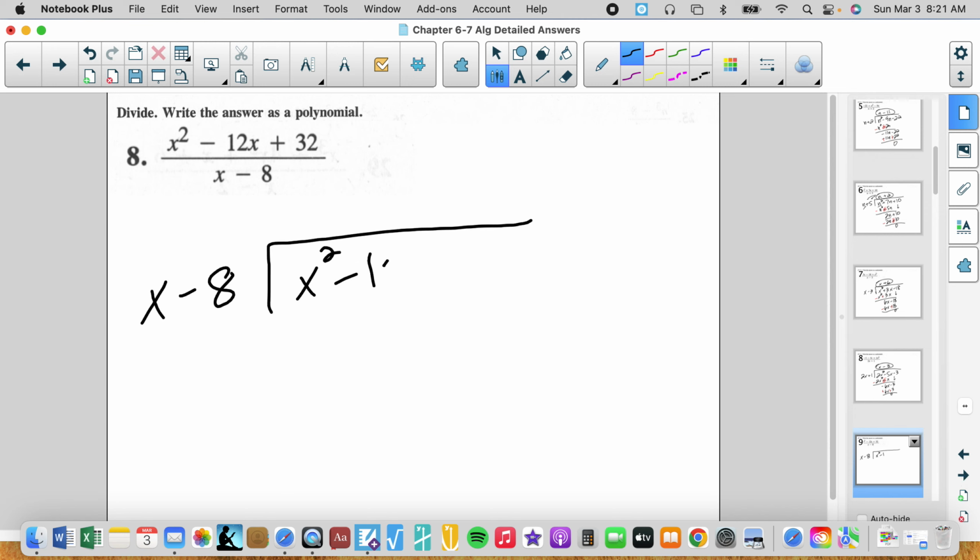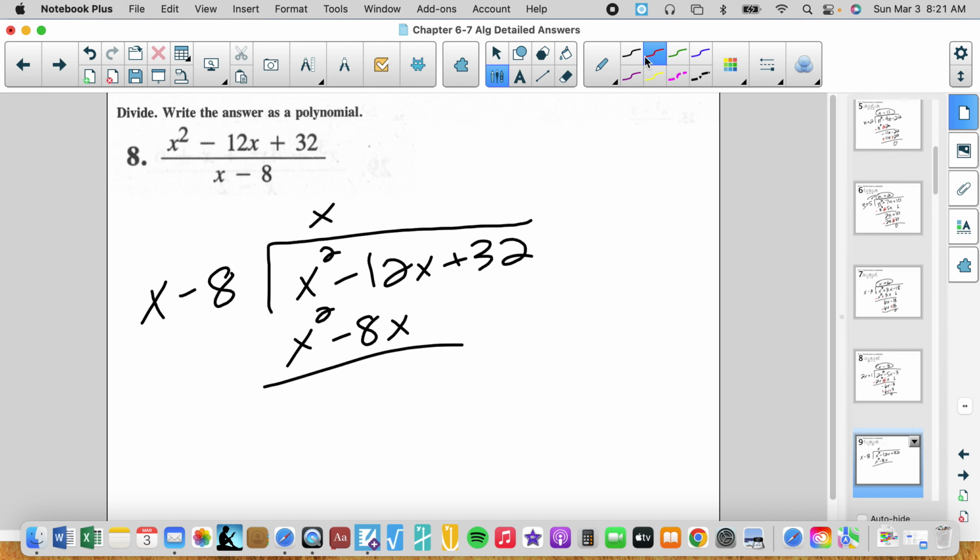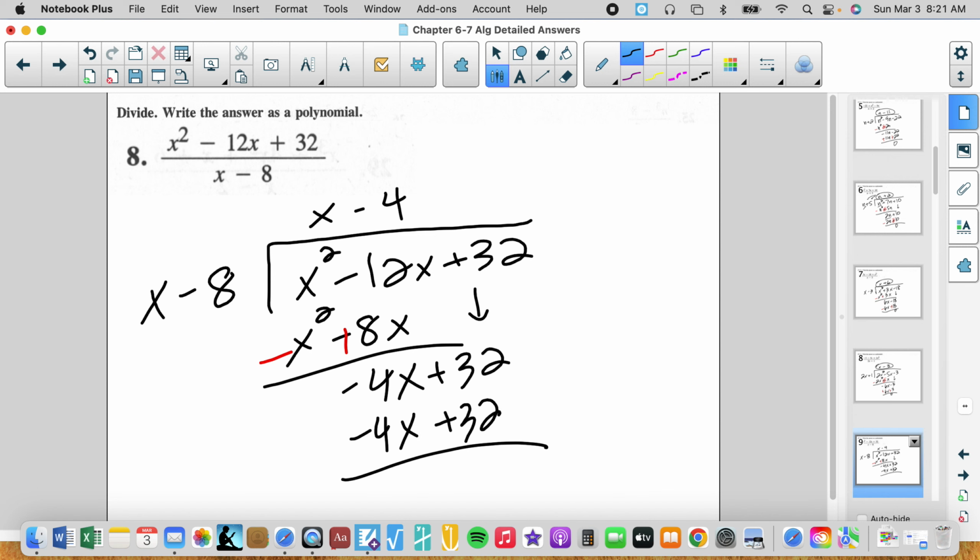x squared minus 12x plus 32. We're going to multiply by x. You get x squared minus 8x. Switch the signs. That's negative 4x plus 32. We're going to multiply by negative 4. We want to match it. And then change the signs. 0.